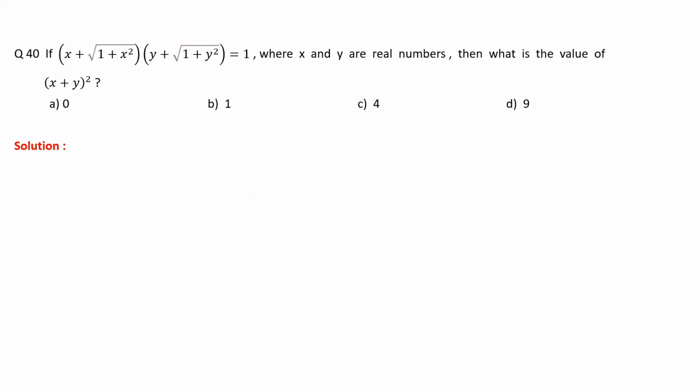Now students, this is a nice question. The question says if x plus square root of 1 plus x square inside the bracket into y plus square root of 1 plus y square inside the bracket equal to 1, where both x and y are real numbers, then what is the value of x plus y whole square? Now, many students may try to solve such kind of question by putting the values of x and y randomly and using hit and trial.